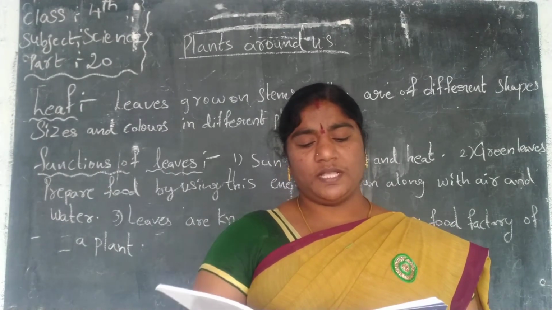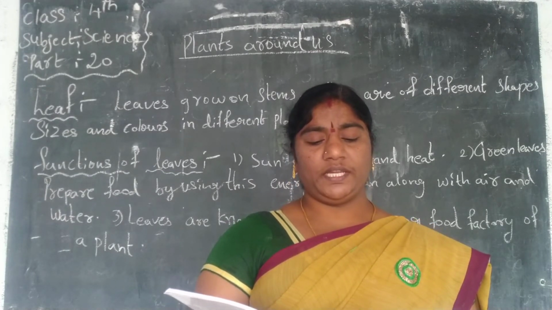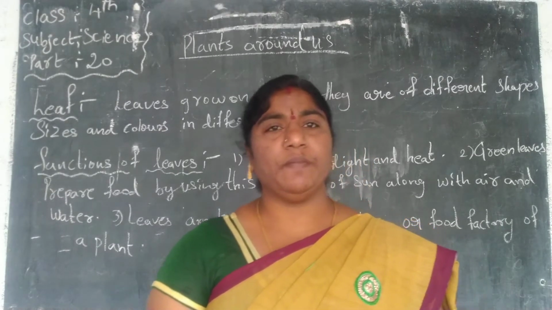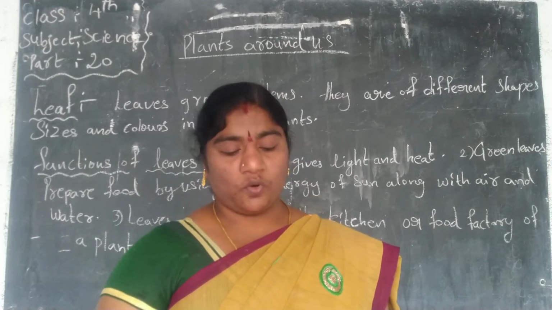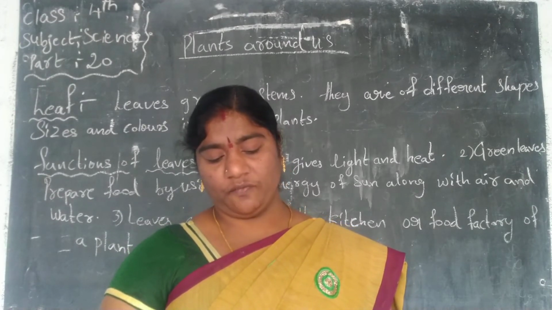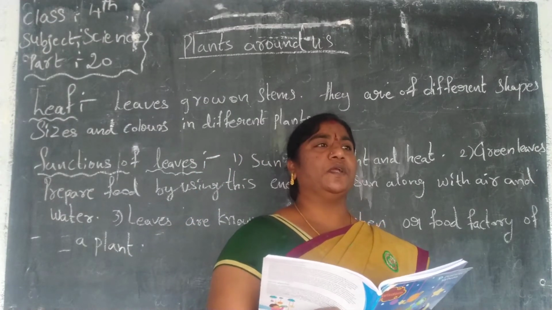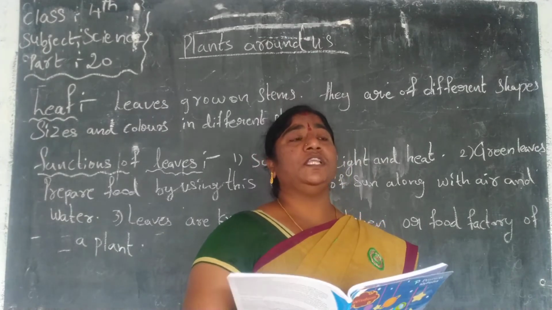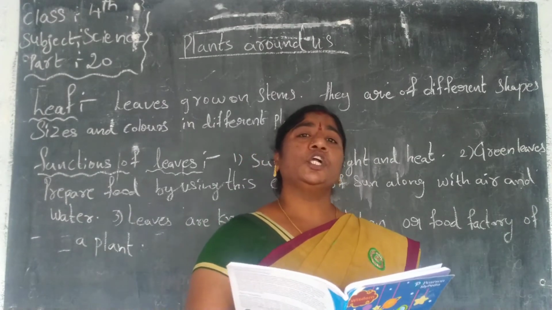Leaves grow on stems. They are of different shapes, sizes and colors in different plants. Mostly leaves appear green due to the presence of a green color called pigment. What is that? The green color is called pigment, or chlorophyll. Leaves are important as they manufacture food for the plants. Yes, leaves are the most important to the plants because they prepare the food for the plant. In the plants, leaves have a green pigmentation, and the green color is called chlorophyll.